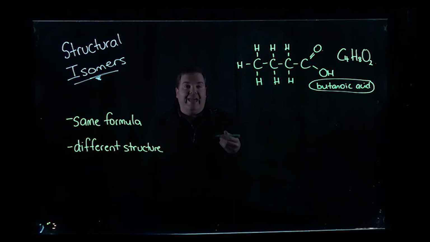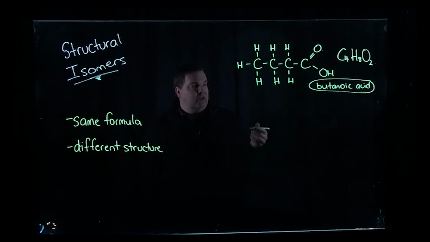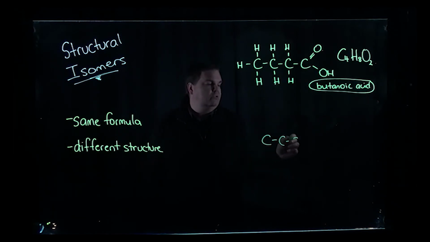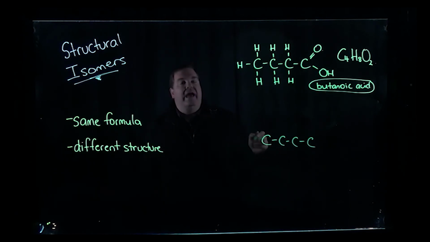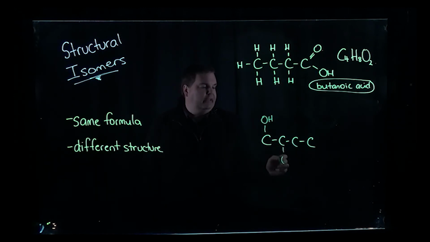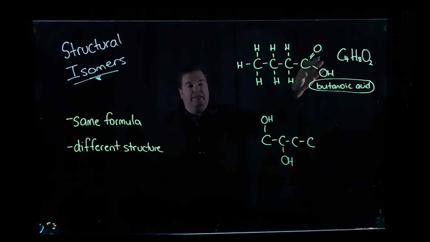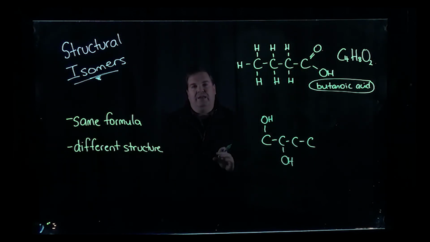If you want to work out how to draw a different structural isomer, what I always do is start with a similar carbon chain. So 1, 2, 3, 4 like this. Because we've got a carboxylic acid functional group, this time I'm going to change it to an alcohol group, for example. So I'm going to put an OH here, and another OH here as well. So I've got 2 hydroxyl groups in there, and I've changed this from a carboxylic acid into an alcohol.